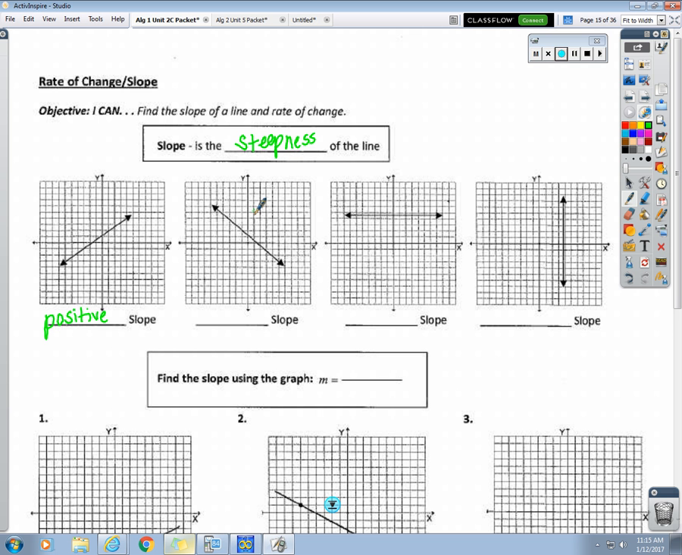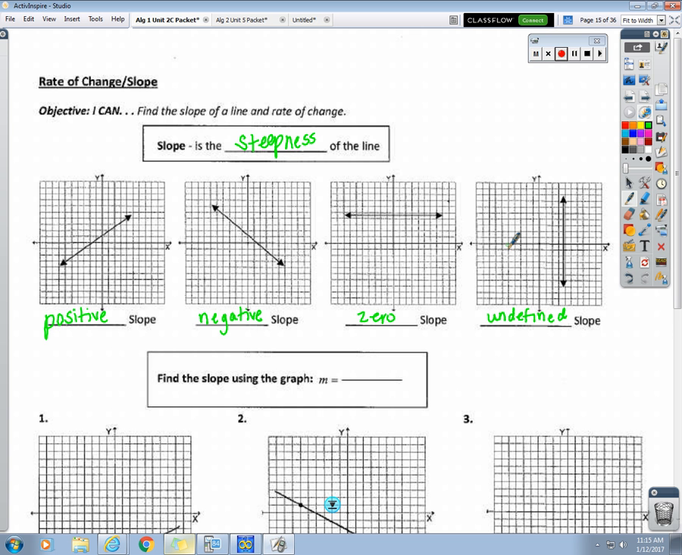What type of slope is this one? Negative. What type of slope is this one? Right. And the last one? Correct. Undefined. Now, some people have trouble remembering these two.